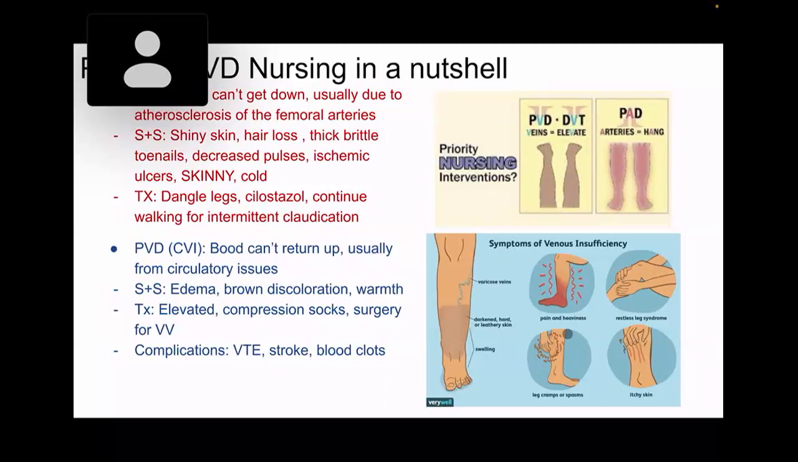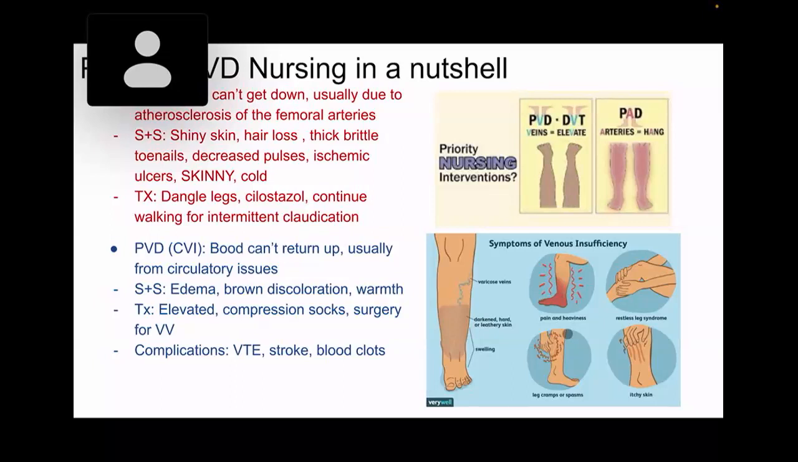Peripheral venous disease or peripheral vascular disease, also called chronic venous insufficiency. Essentially, blood can't return up. This is usually caused by circulatory issues. So our blood is going to pool in the lower extremities. You might see a little bit of varicose veins. Therefore, we're going to have lots of edema, redness, and swelling in our legs. And our main concern is that they could have a stroke from the blood clots, a VTE, or a pulmonary embolism. So that's just pretty much the basics.